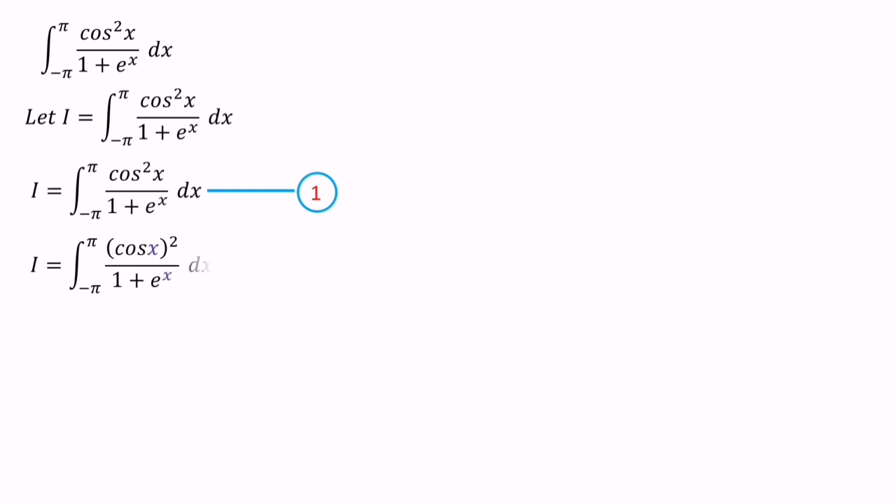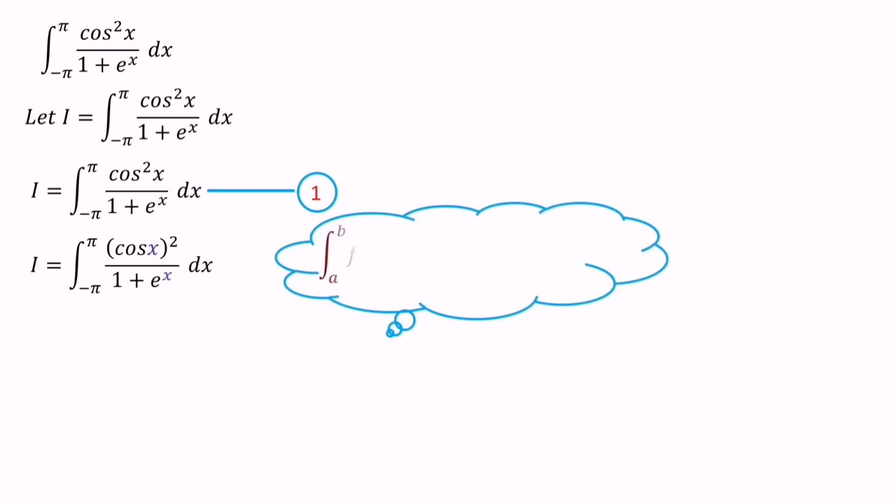We know the integral from a to b of f(x) is equal to the integral from a to b of f(a plus b minus x). Using this equation, we can rewrite capital I as the integral from minus pi to plus pi. Instead of simple x, we can replace it with a plus b minus x. In this case, the lower limit a is equal to minus pi, and the upper limit b is equal to plus pi.